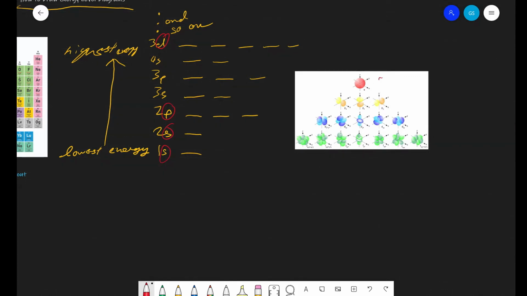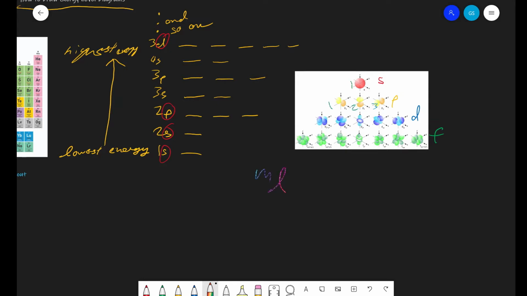This is the S. This is the P. This is the D. This is the F orbital. And you notice that there are numbers associated with it. So there's 1, then 1, 2, 3, and this is all orientations, and that's dictated by ML.